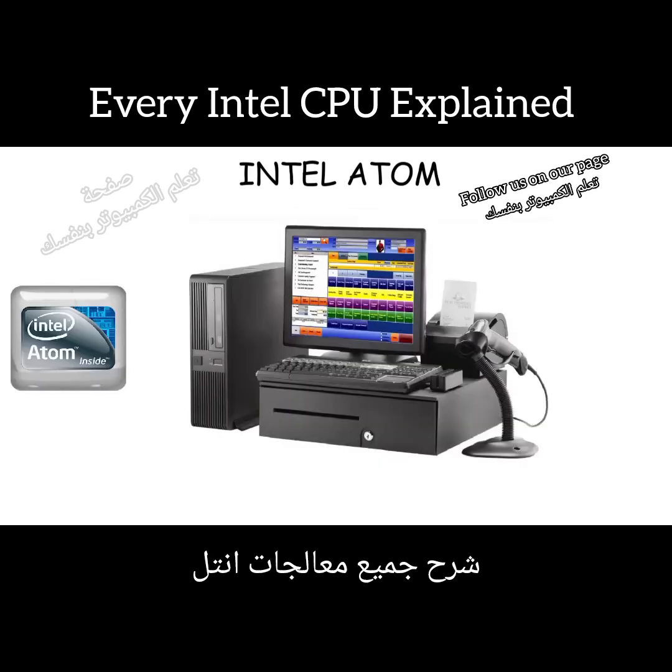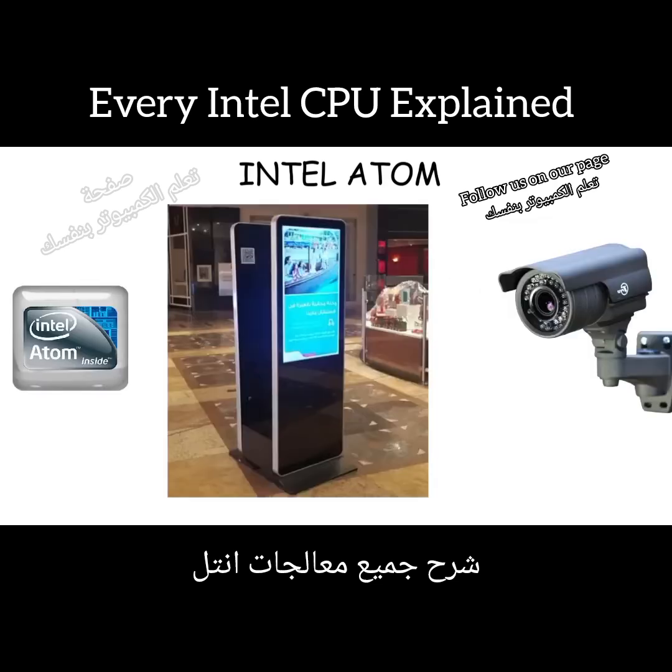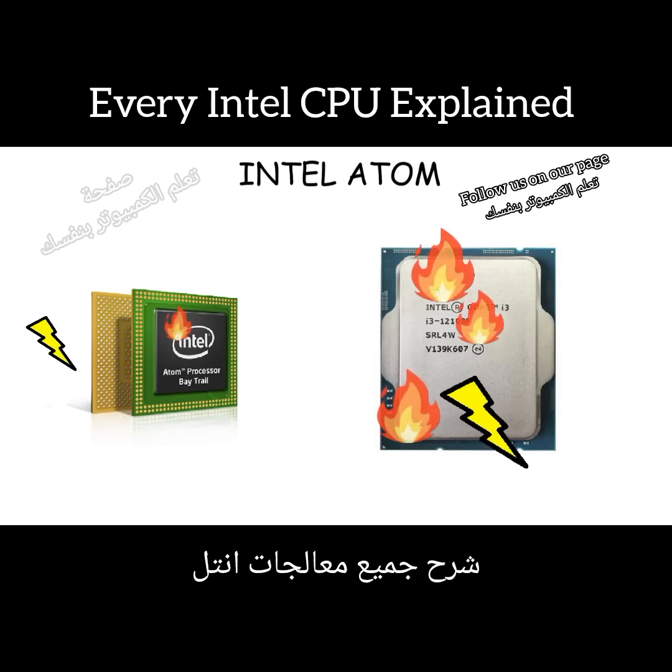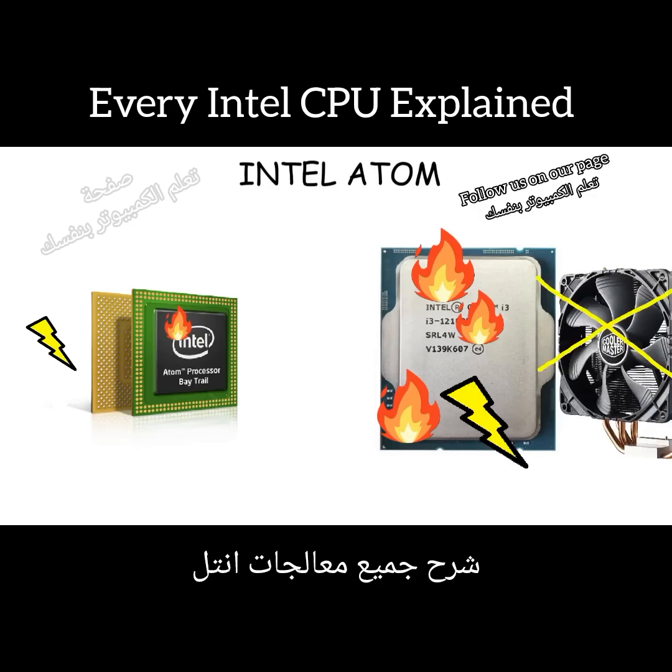Intel Atom. Intel Atom is an ultra-low-power processor that's built for small and portable devices, so you'll mostly find them in things like point-of-sale machines used for payments, digital kiosks in malls or airports, and also embedded in devices like security cameras. These CPUs are designed to use very little electricity compared to Intel processors in laptops and desktops, so they barely generate heat. That's why they don't really need fans or big cooling systems like the other CPUs.